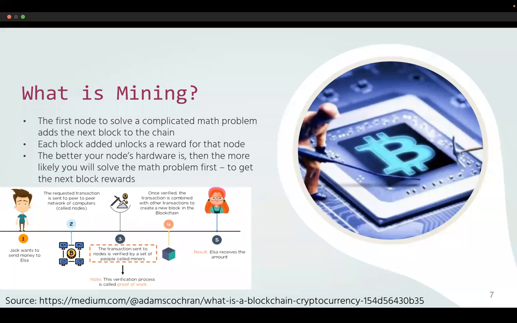Once verified by other nodes on the blockchain, they will add it to the blockchain themselves and then call it confirmed. At that point, Elsa receives the amount of money. Of course, to be absolutely certain that she has received that amount, she would need to wait for more blocks to be added to the blockchain. Once she has seen other blocks pass by, she now has absolute confirmation that it is immutable and that that money is completely received and cannot be ever changed again.